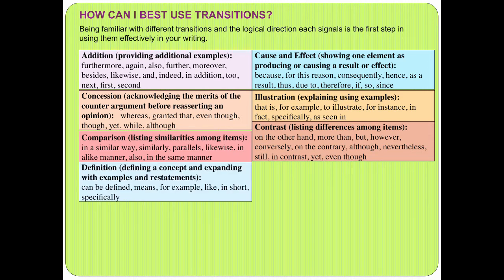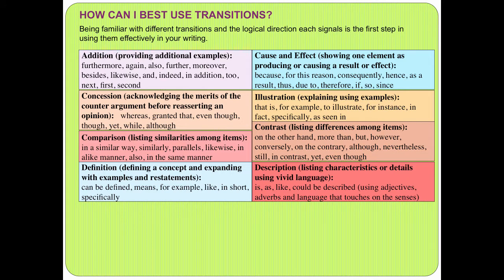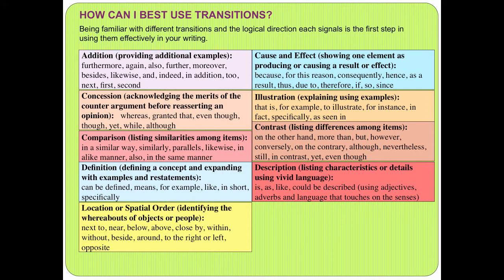Definition, defining a concept and expanding with examples and restatements: can be defined, for example, in short. Descriptions, listing characteristics or details using vivid language: could be described as, like. Location or spatial orders, identifying the whereabouts of objects or people: next to, below, above.